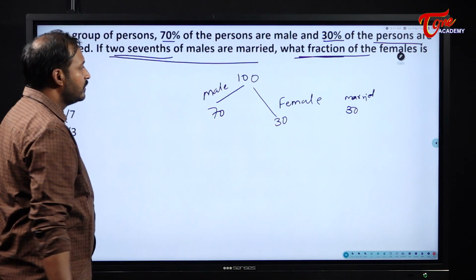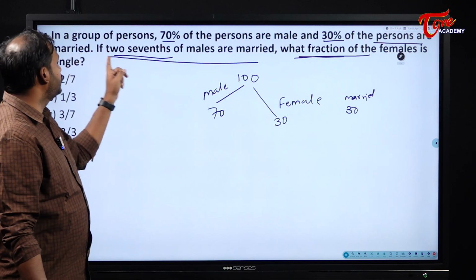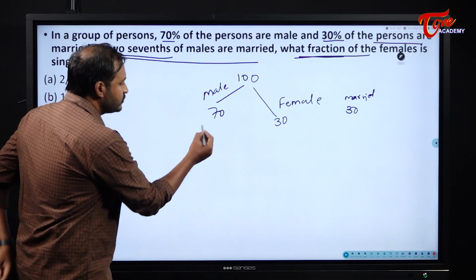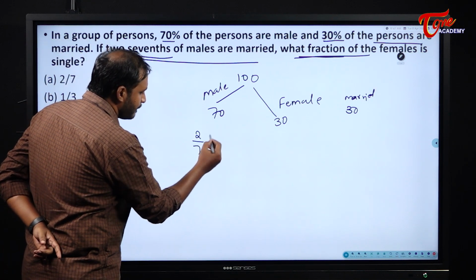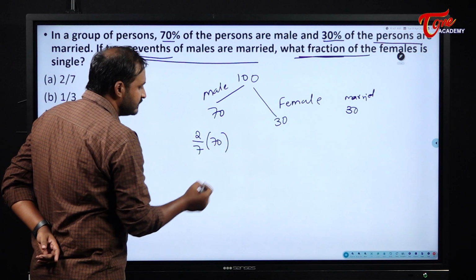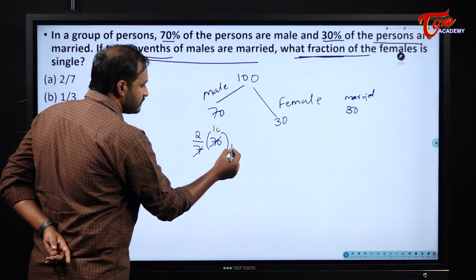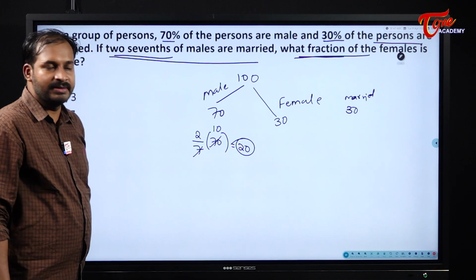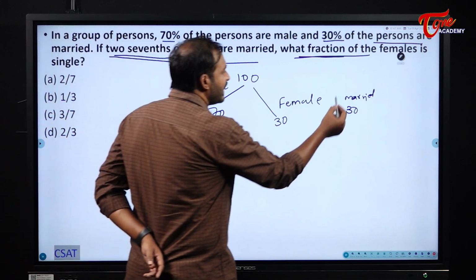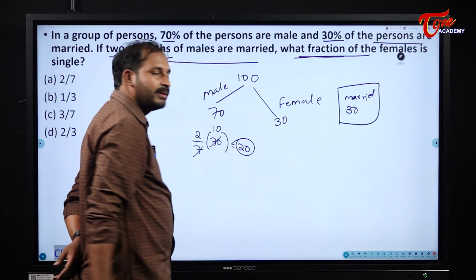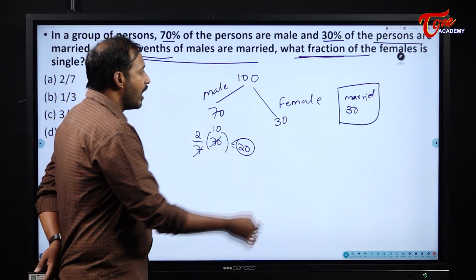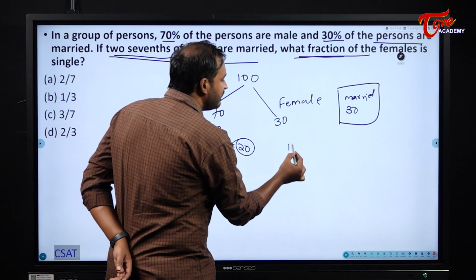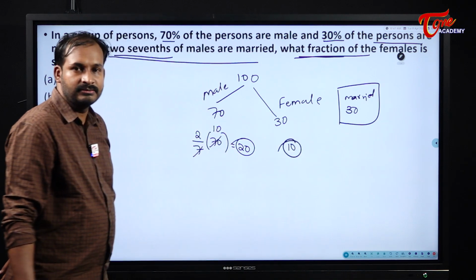Now see here, they said that 2/7 of males are married. What is 2/7 of 70? 7 ones are 7, so 2 times 10, that means 20 males are married. What is the total number of married persons in that group? 30. Out of that, if 20 are male, what about female? There are 10 married women.